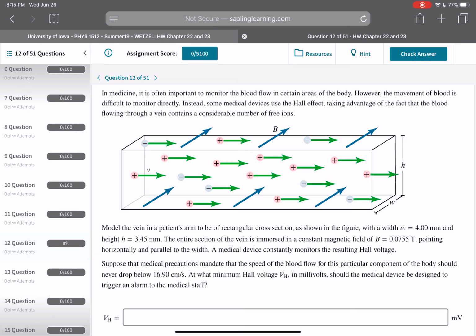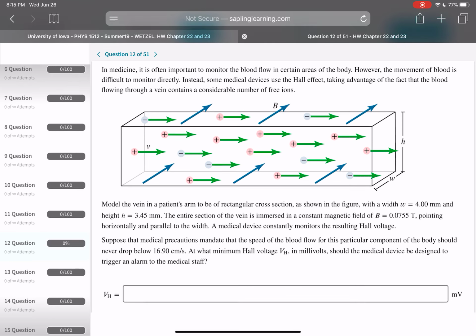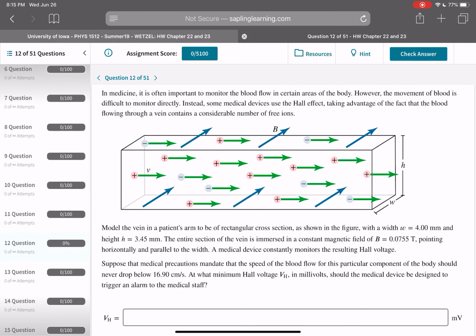So if you multiply those two, you get an area, and if you've got a certain amount of current flowing through that area, or a number of charges through that area per time, that gives you a velocity and a current. And the magnetic field the vein is immersed in has a strength of 0.0755 Tesla. It's pointing horizontally and parallel to the width. Okay, so there's your B field. It's going into the page, basically.